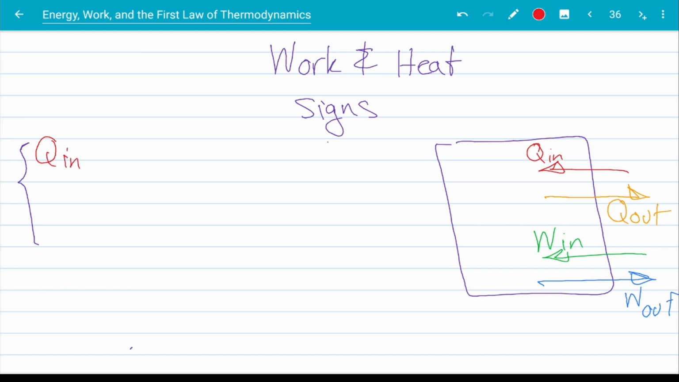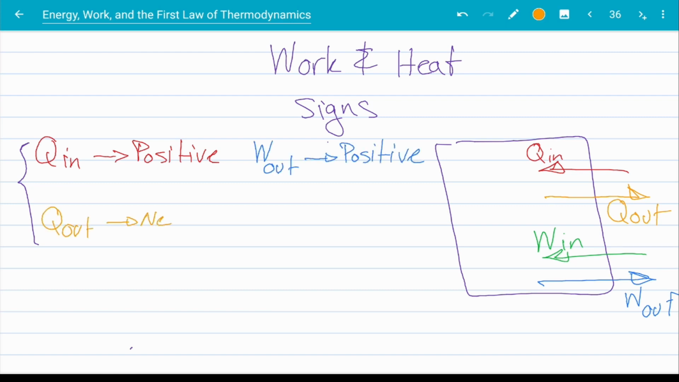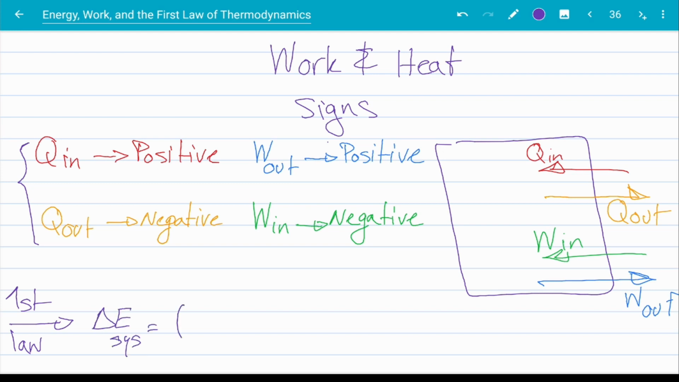So with that in mind, we are going to list the positives and negatives here again. For us engineers, heat coming in and work going out are both positive, while heat going out and work coming in are negatives. In order to compensate for this new way of looking at work, we can rewrite the first law again, stating that delta E of the system is heat coming in minus heat going out minus work going out plus work coming in.